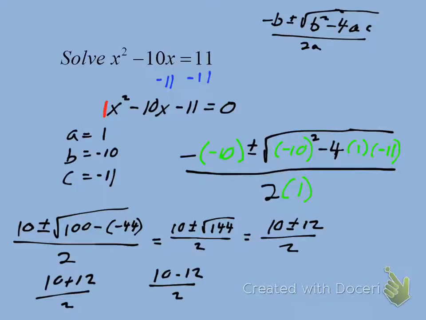Okay. And then you simplify the numerator first. So what's 10 plus 12? 22. 22 divided by 2? 11. 10 minus 12? Negative 2. Negative 2 over 2, negative 1. So your two answers are 11 and negative 1.